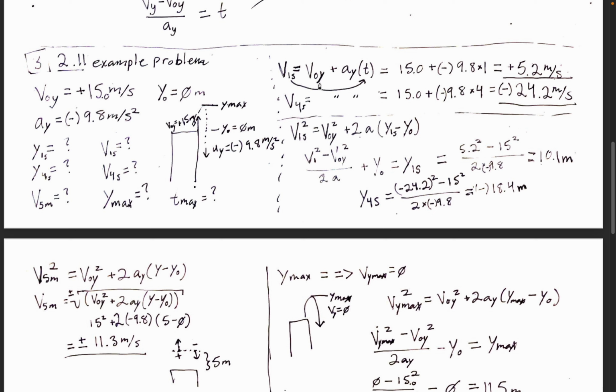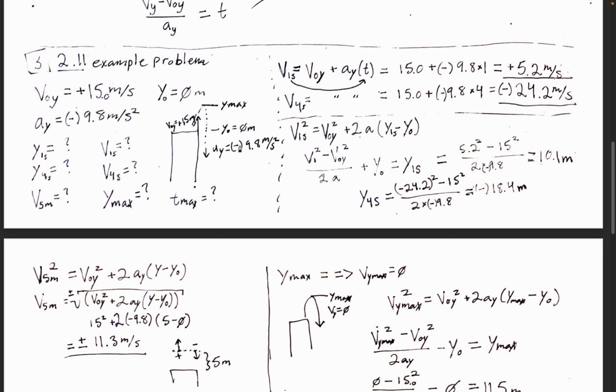Okay, over here. Velocity, right. And so, you input all of the values here. And for the velocity at 1 second, it's positive 5.2 meters per second. You do the same thing with velocity at 4 seconds, and then you find that it's negative 24.2. Don't forget the negative signs and the positive signs. All right, so we've found velocities.